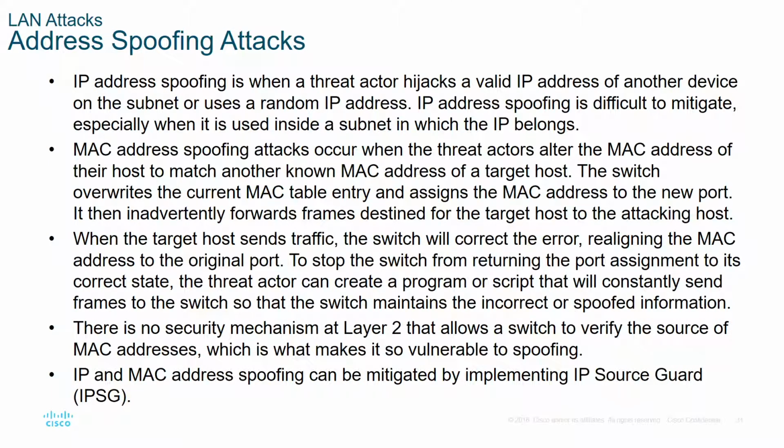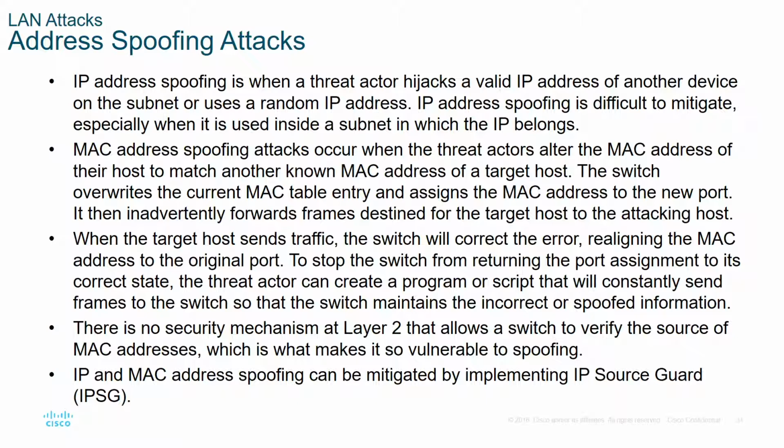Address spoofing attacks. IP address spoofing is when a threat actor hijacks a valid IP address of another device on the subnet or uses a random IP address. IP address spoofing is difficult to mitigate, especially when it is used inside a subnet in which the IP belongs. MAC address spoofing attacks occur when the threat actors alter the MAC address of their host to match another known MAC address of the target host. The switch overwrites the current MAC table entry and assigns the MAC address to the new port. It then inadvertently forwards frames destined for the target host to the attacking host.